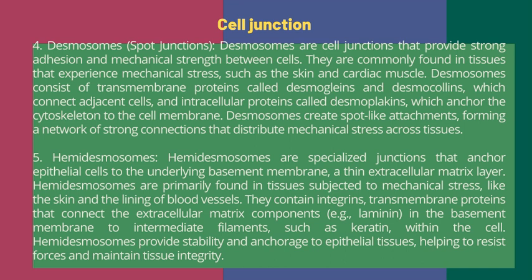Fifth, hemidesmosomes. Hemidesmosomes are specialized junctions that anchor epithelial cells to the underlying basement membrane, a thin extracellular matrix layer. Hemidesmosomes are primarily found in tissues subjected to mechanical stress, like the skin and the lining of blood vessels. They contain integrins, transmembrane proteins that connect extracellular matrix components, for example laminin in the basement membrane, to intermediate filaments, such as keratin, within the cell. Hemidesmosomes provide stability and anchorage to epithelial tissues, helping to resist forces and maintain tissue integrity.